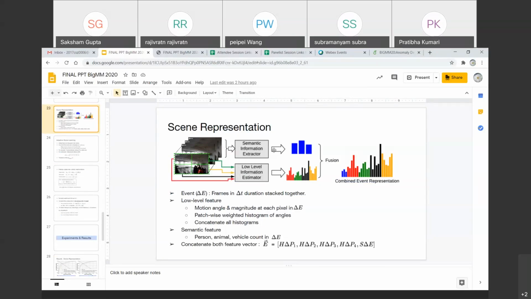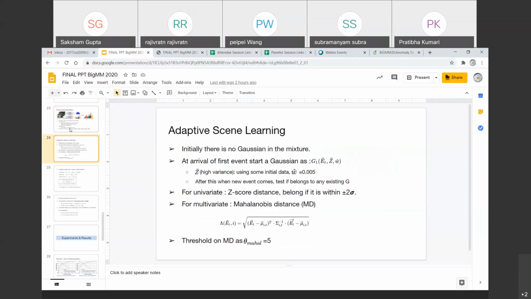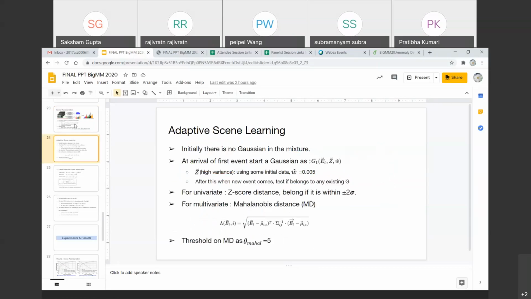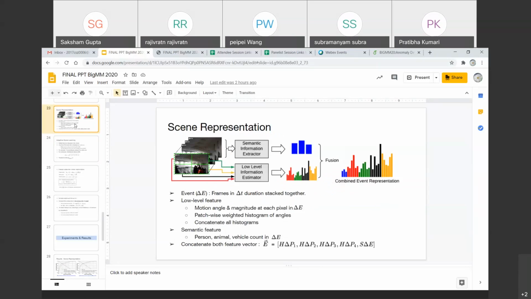Hi Pratibha, I just wanted to understand what kind of packages you have used for temporal analysis? You said the semantic and low-level information, right? For the semantic, I understand you have used YOLO. For temporal analysis, what kind of packages have you used? We have used dense optical flow, standard packages available.